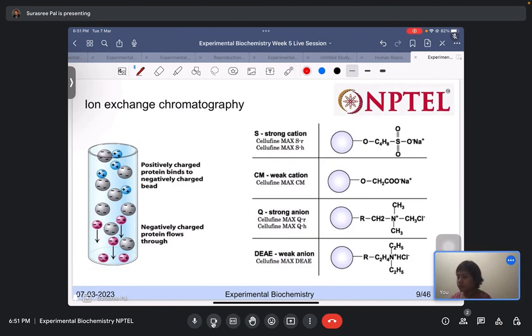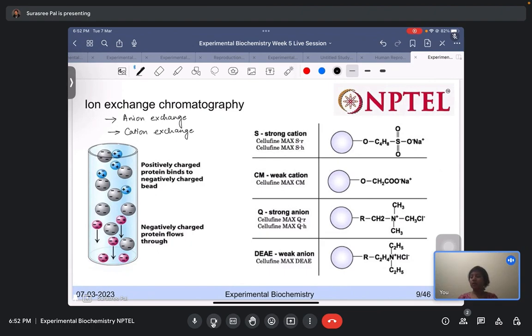So ion exchange chromatography is of two types: anion exchange or cation exchange, which means that the matrix can be either positively charged or negatively charged.